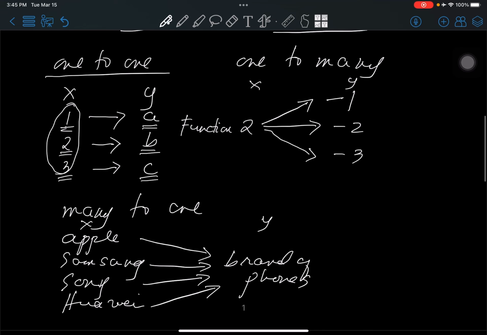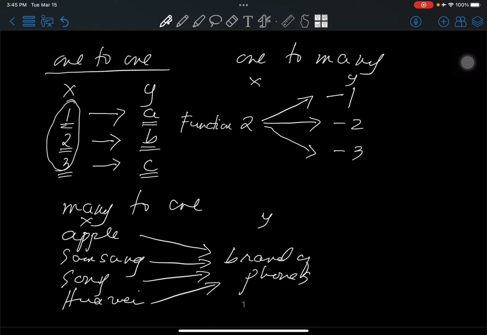How about here? Let's look at our many-to-one correspondence. Is this a function or a relation? What do you think? Try to look at your x, this part. So we have here the different brands of phones. Apple is a brand of phone, Samsung is also a brand of phone, Sony is also a brand of phone, then Huawei is also a brand of phone. What do you think? Class, this is also a function. Why? Because our inputs, which are the brands of phones, are never repeated.